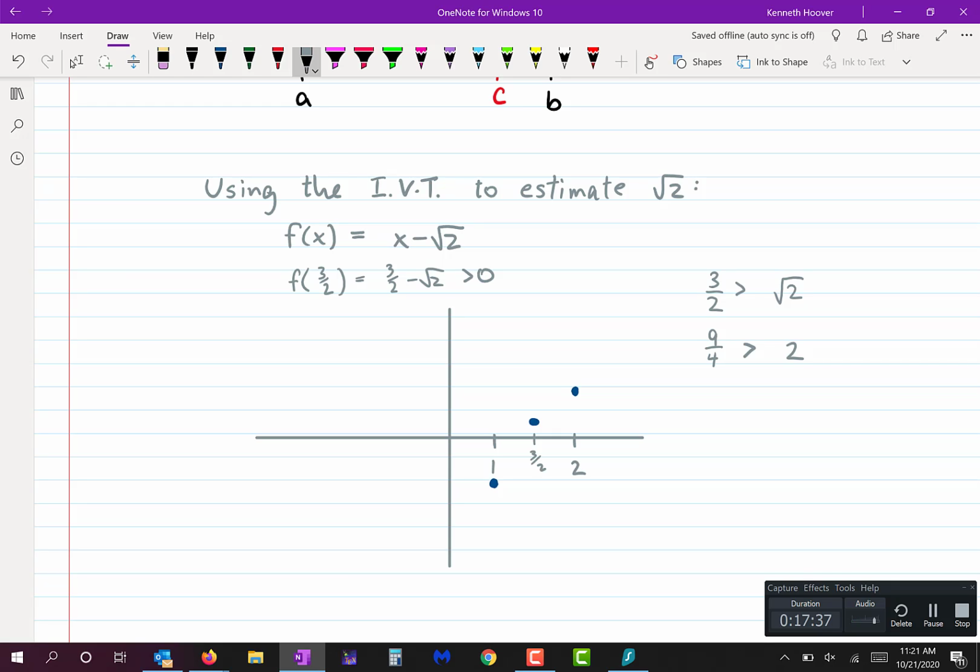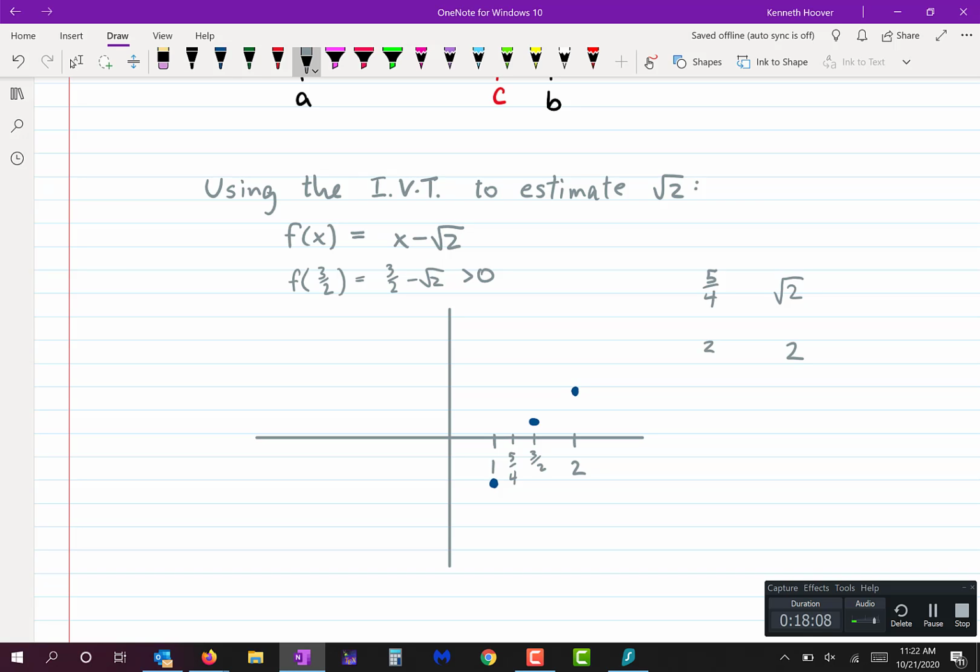Okay? Then you cut that in half. You get 5 halves. And you do the same thing. Which is bigger, 5 halves or 2? Well, when I square them, I get 25. Whoops, I said 5 halves. And of course, I meant 5/4. Okay, so what's bigger, 5/4 or 2?